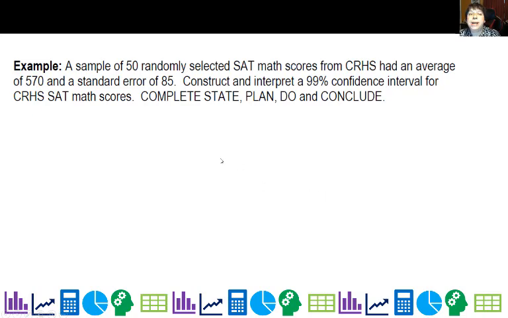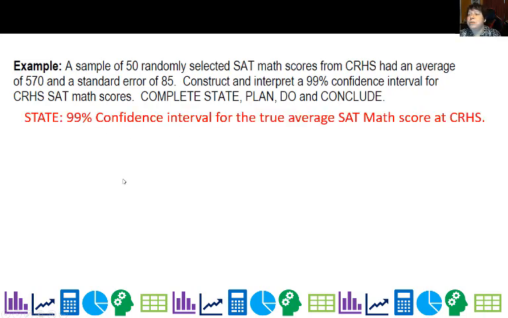So now I'm going to go ahead and do an interval for where I'm just given statistics. A sample of 50 randomly selected SAT math scores from Cedar Ridge had an average of 570 and a standard error of 85. Construct and interpret a 99% confidence interval for Cedar Ridge SAT math scores.